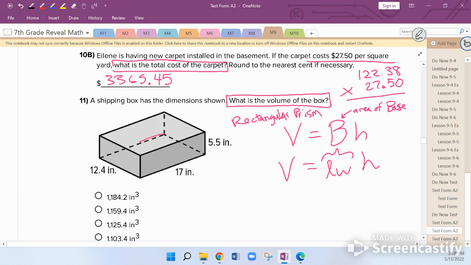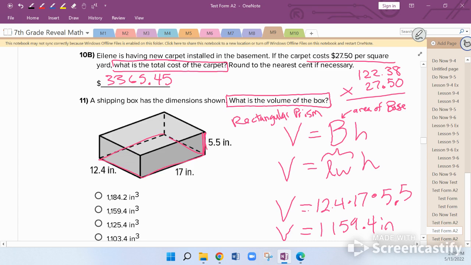So if we look at that base here, we are going to replace the L and the W with 12.4 times 17. And then we see the height of the prism is 5.5. And when we multiply all those numbers, we get 1,159.4 inches cubed, because it's volume, a three-dimensional measurement. So that gets us this one right there.